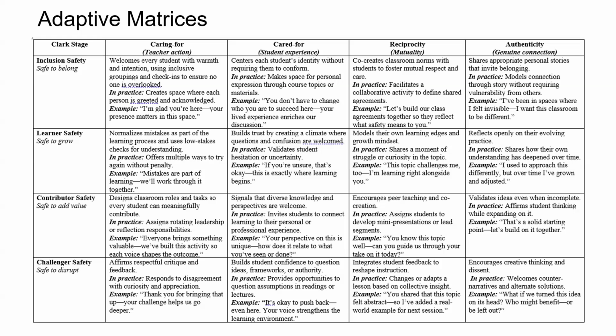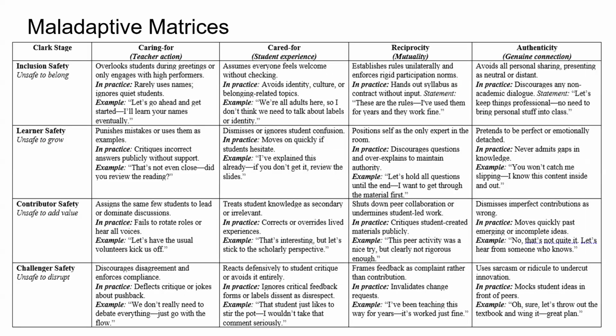Okay, I'm going to move to the maladaptive. So you will note that it is a mirror image of the adaptive matrix. However, in here, this is what behavior looks like that you should not be doing. So hopefully the self-reflection will be, oh my gosh, this is what I do. So I'm not doing the positive. I am actually doing what's not ideal.